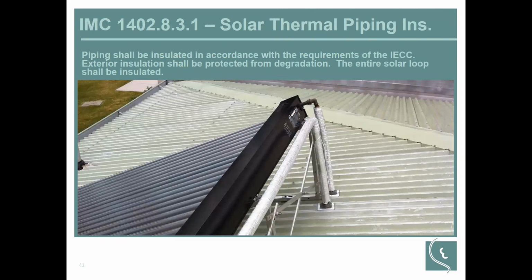What the IMC does cover is calling out that the piping does need to be insulated. Again, going back to the IECC to determine what the insulation requirements are, and that here we have an exterior insulation, that we make sure that we are protecting it not only from physical damage but from degradation, because ultraviolet rays can be very damaging to a lot of different materials. And so if we're placing a material outside, making sure that we are designing and installing equipment that is designed for that harsh UV environment.